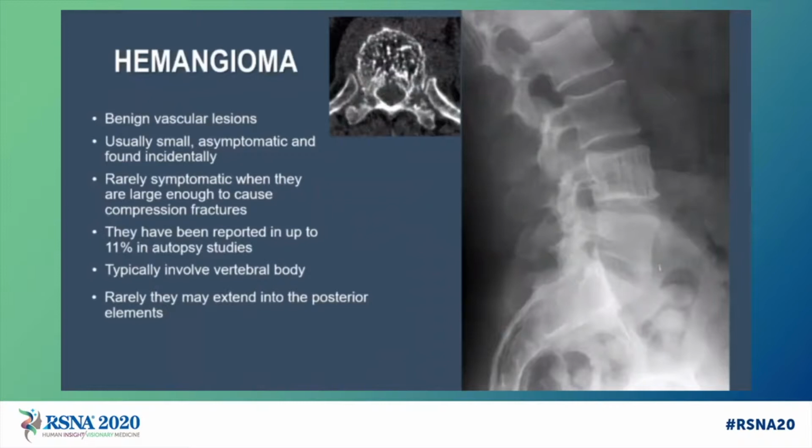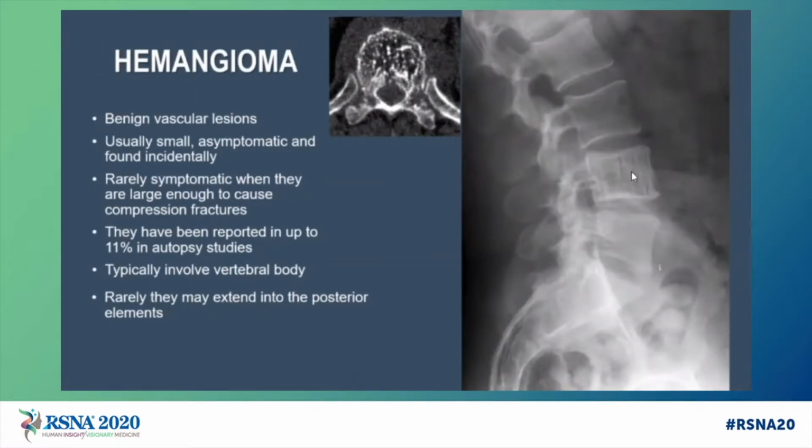They're benign vascular lesions. They're usually small, asymptomatic, and found incidentally, particularly with cross-sectional imaging of the spine. They're rarely symptomatic, except when they are large enough to cause compression fractures. They've been reported in up to 11% of autopsy studies, and we see them in day-to-day practice all the time. They typically involve the vertebral body, as shown here, the large lesion in the thoracic spine with stippled areas of calcification on CT. And on the radiograph, you can see this large lesion with prominent trabeculae.